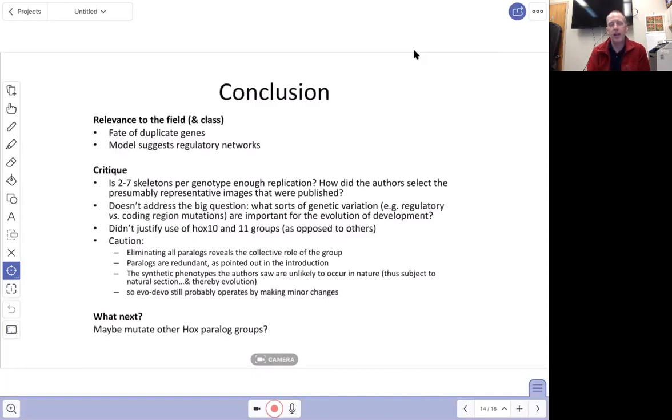And I always like to end an interpretation of a paper by thinking about what the authors didn't do and what they might be interested in doing next. In this case, I have this big question of what's going to happen if somebody ever mutates other Hox paralog groups. Let's look at Hox 12 next, maybe, and see what happens.